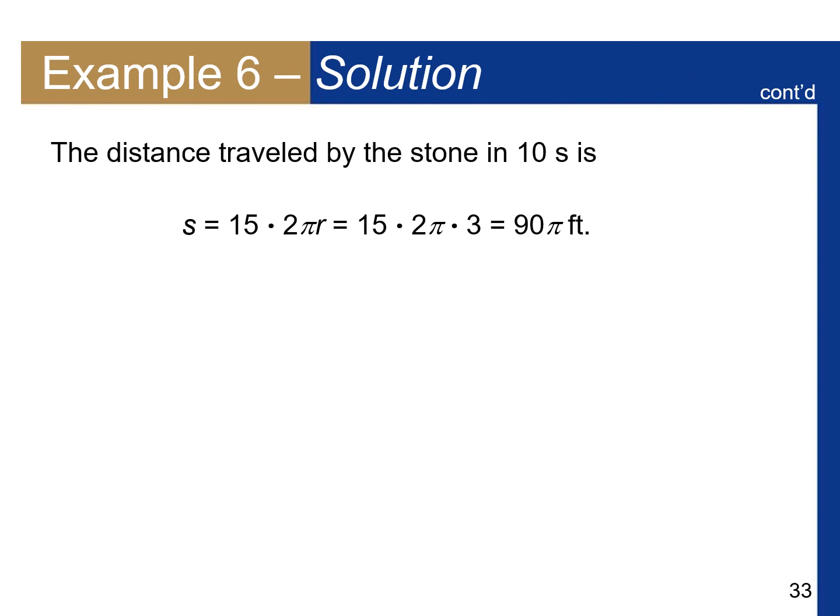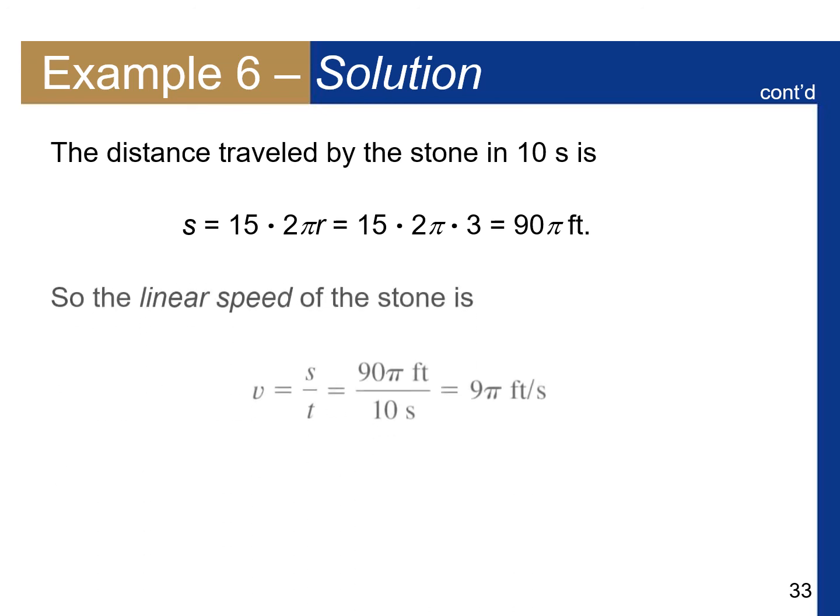The distance traveled by the stone is going to be 15 times 2 pi r, so that will be 90 pi feet. So the linear speed of the stone then will be your 90 pi feet divided by 10, which is 9 pi feet per second. And again, this is your rate. So you want to be careful that you understand what your unit of measurement is here.